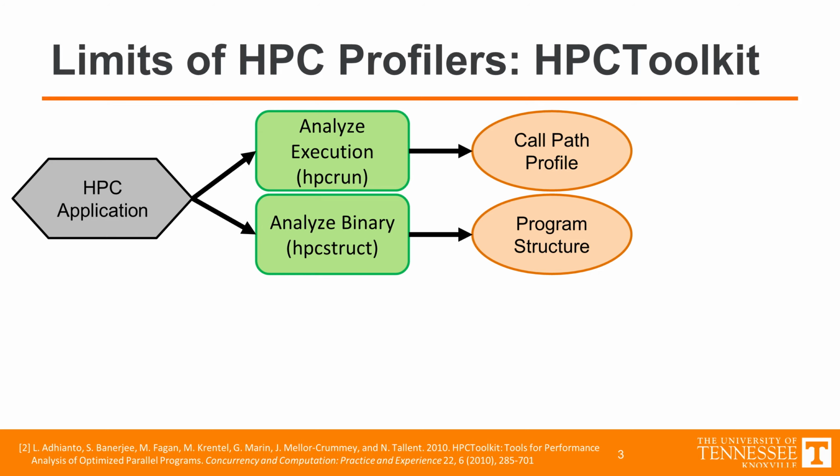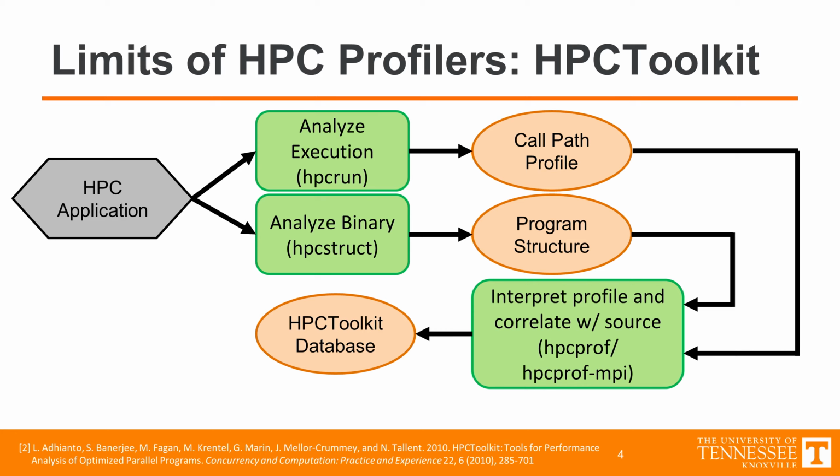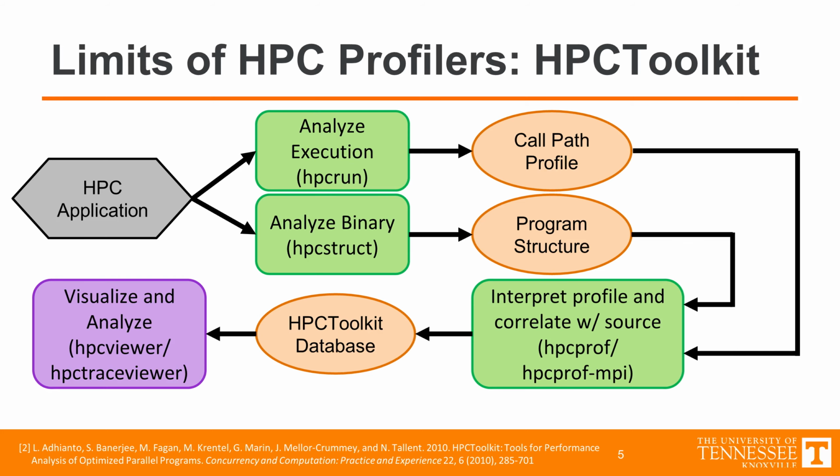in your program structure. Next, you pass these intermediate outputs into the HPC Prof or HPC Prof MPI tools. These tools merge the two intermediate outputs into an HPCToolkit database, which is the final output of the profiling. The final step in this workflow is analyzing and visualizing your data. This is usually done using the analysis tools HPC Viewer and HPC Trace Viewer, which are provided by the toolkit.